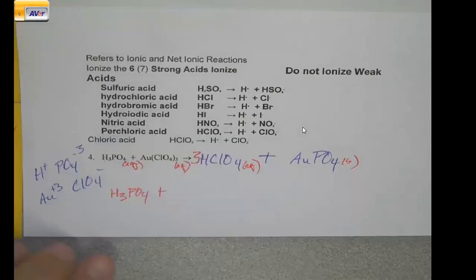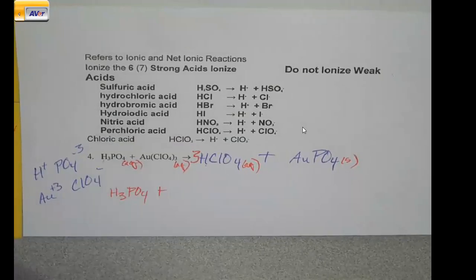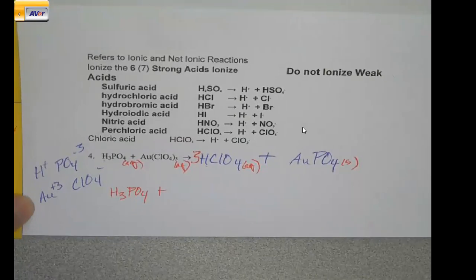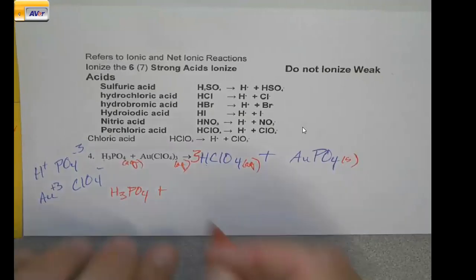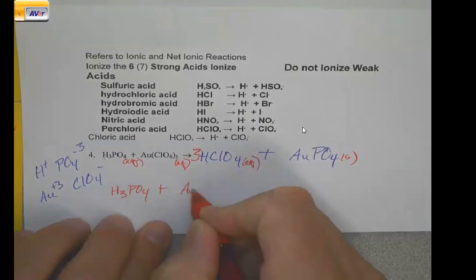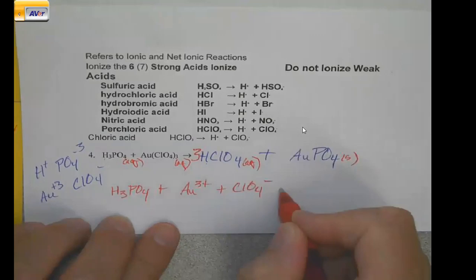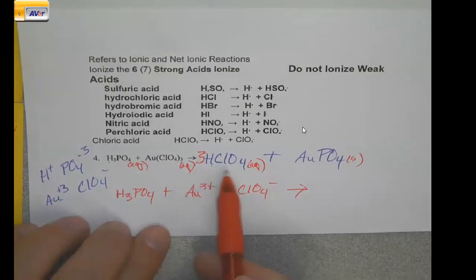Okay. What do we do with AuClO4? Got to write the ions. That's why we wrote them right here. Just got to read off this list. AuClO4. Au3 plus, ClO4 minus. Okay, good.